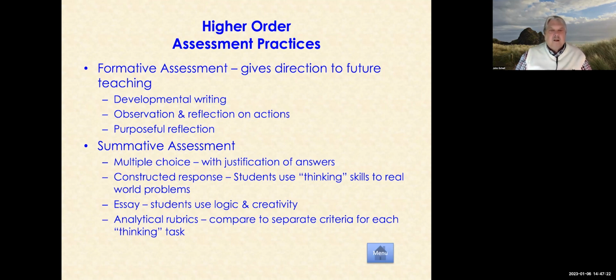by feedback. The other thing is observation and reflection on the actions, and that those reflections are purposeful, that we have a purpose when we engage in reflection. Then the summative session, like how do you do it in the classroom? It's often done with multiple choice. That wouldn't be my first choice. But you can use constructive responses where students use thinking skills on real world problems. You can use essay and logic and creativity, and analytic reviews, so students can compare separate criteria for each thinking task.